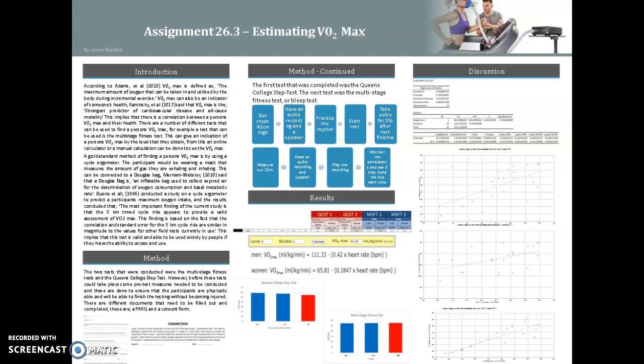So the second test, as previously stated, was the multi-stage fitness test, or the bleep test. This needs to be done either indoors or outdoors. It will mostly be done indoors because the weather is not always the best, and it's safer to do it indoors as you're able to control many different extraneous variables. An extraneous variable is something that impacts the test that's out of your control. For example, if there's high wind, that could impact the participants if they're having to run into the wind.